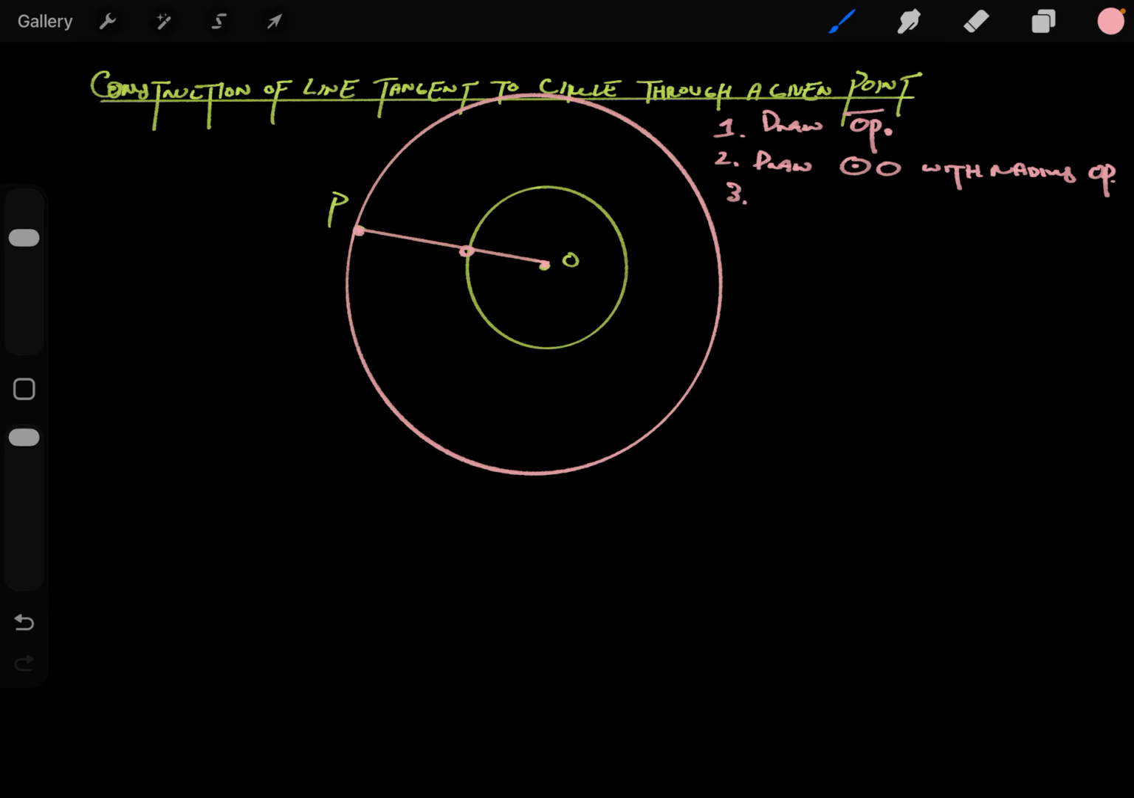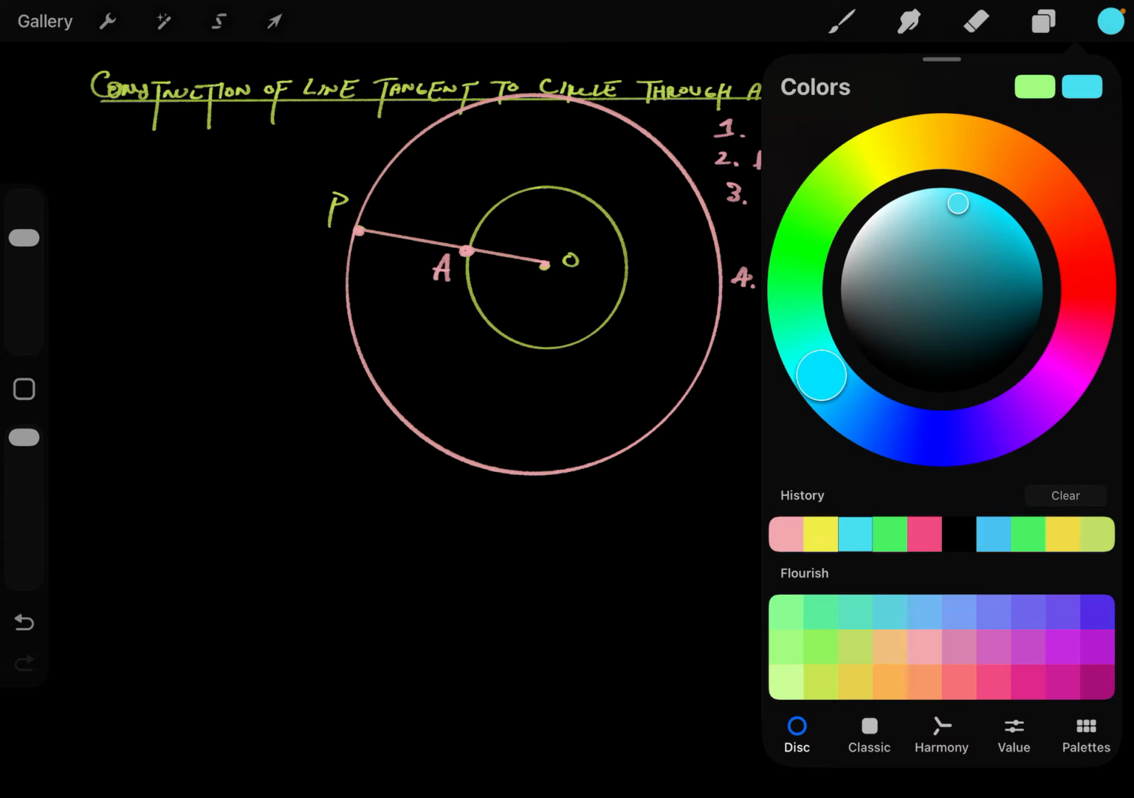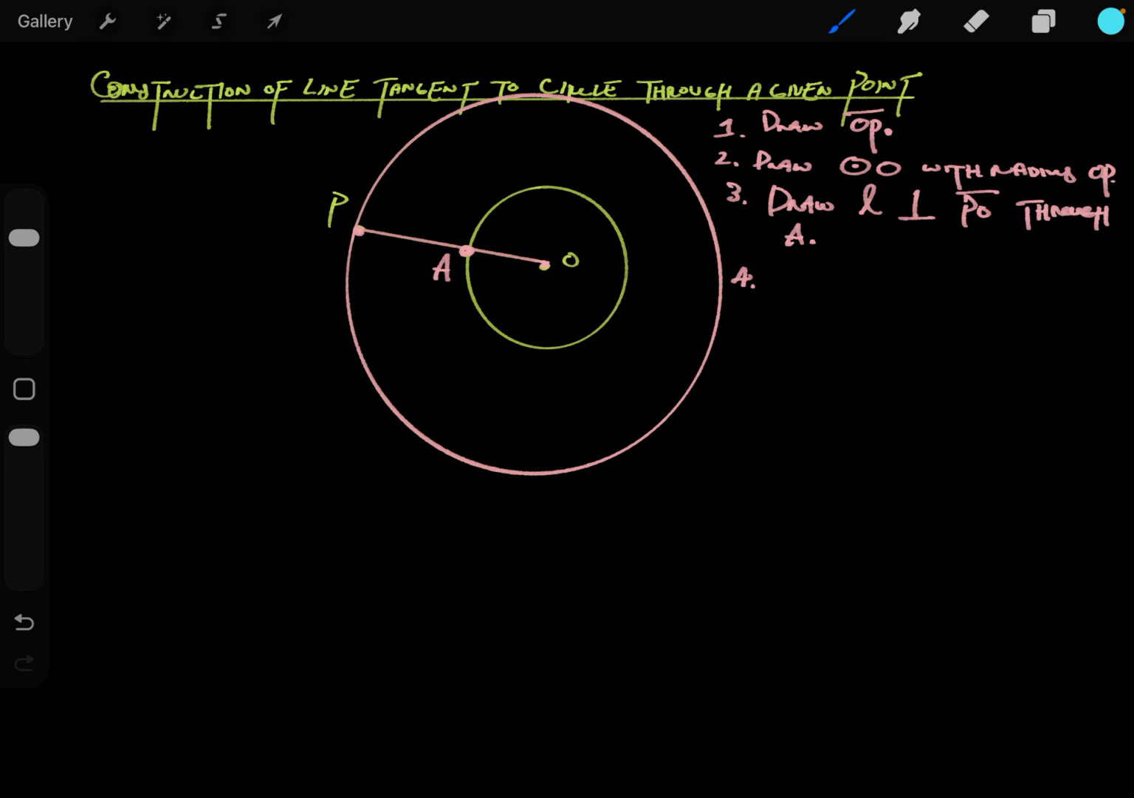Okay. And then you can find point, I don't know, point A. Draw L perpendicular to PO through A, where this here is point A. So draw L perpendicular to PO through A. So let's draw that line. Let's make it blue. Let's draw L. So I'm going to try my best here.